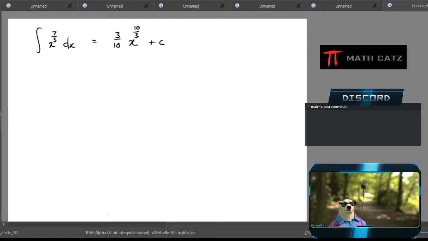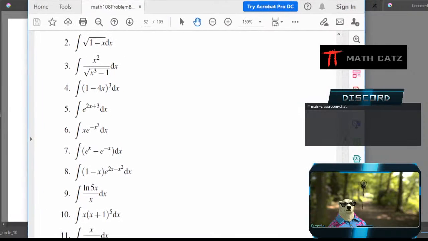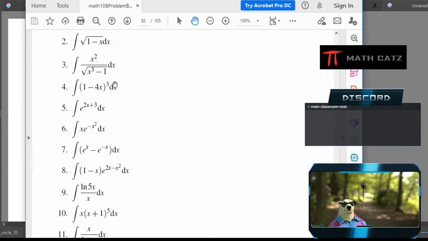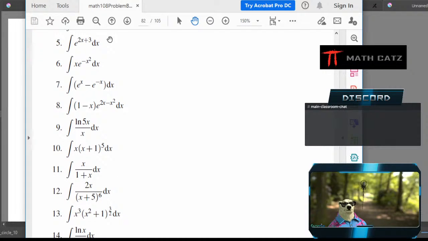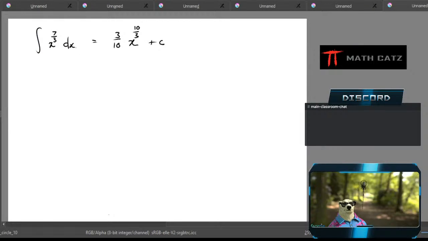We can do it. Now, if I look at number 3, that looks pretty much the same, right? Number 4 is quite boring, I think. Let's review 5, just because. E to the natural exponential function, super important. This would be e to the 2x plus 3.